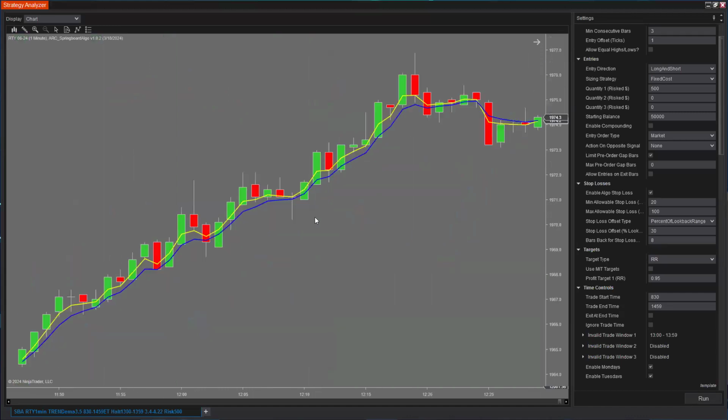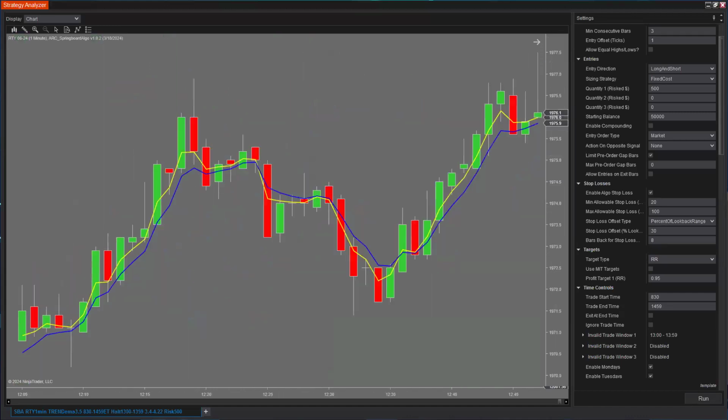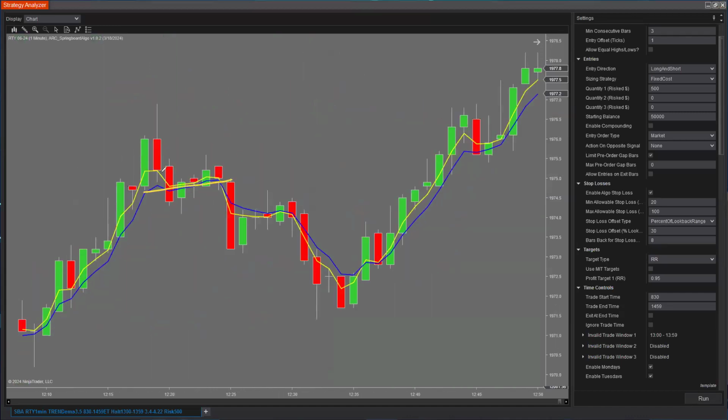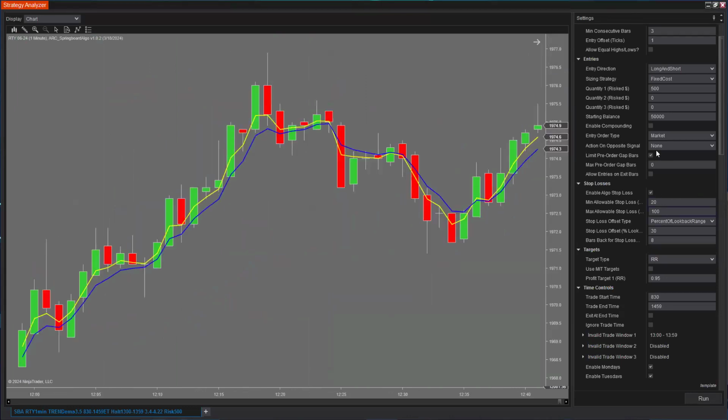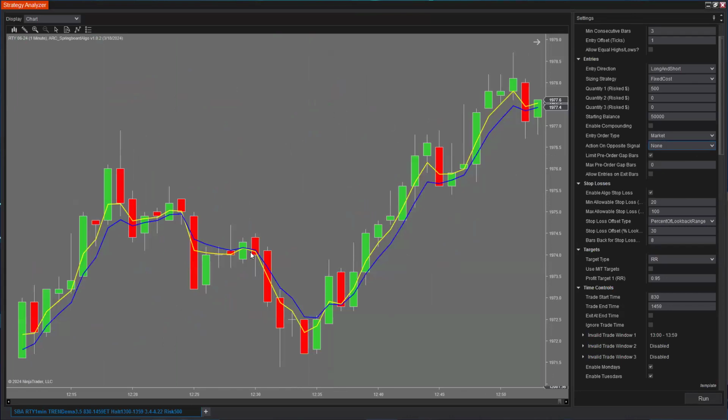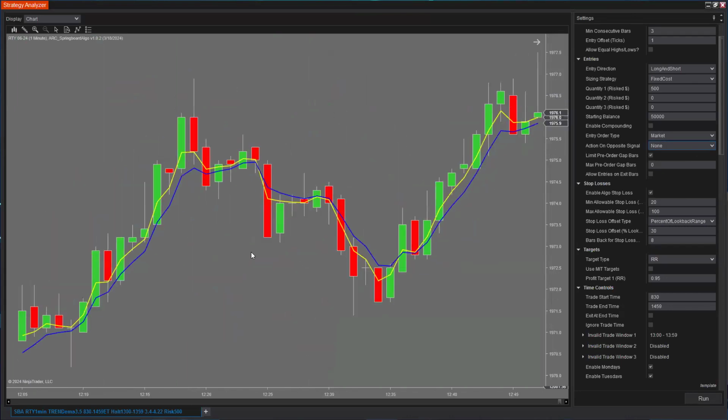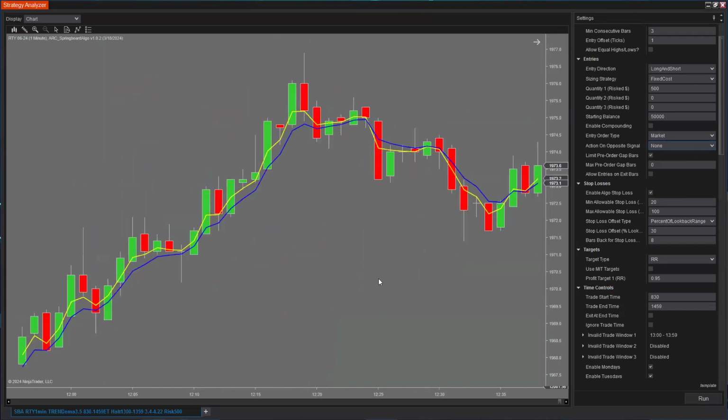If you're trending, okay, we had a breach right here. I want to be out of that trade. So you can certainly do that too. But yeah, so these can exit on opposite signal, or it can even reverse. So if you just want to let it run and just go back and forth, you can do that too. Test it, see what works.